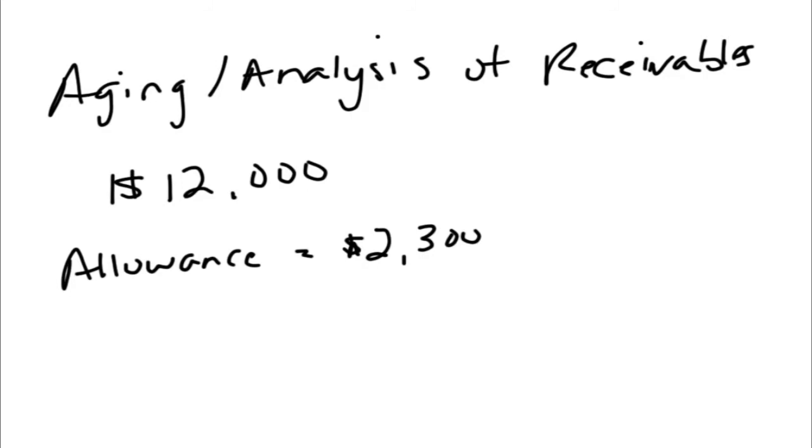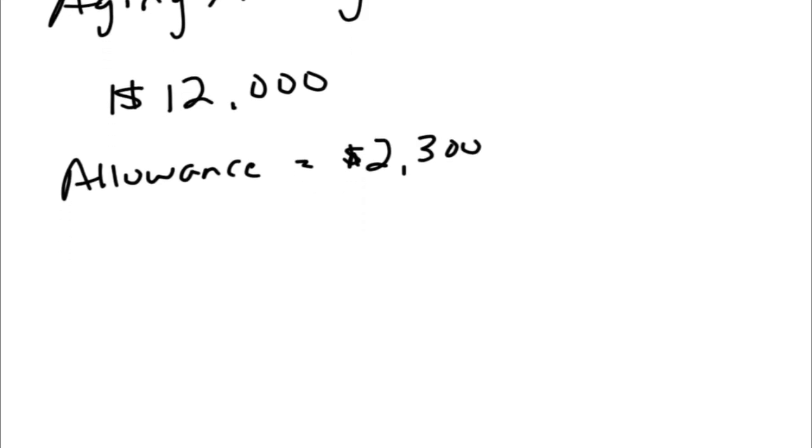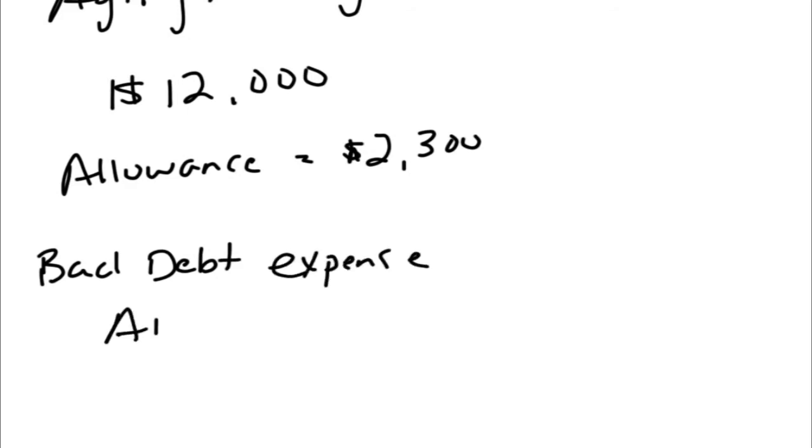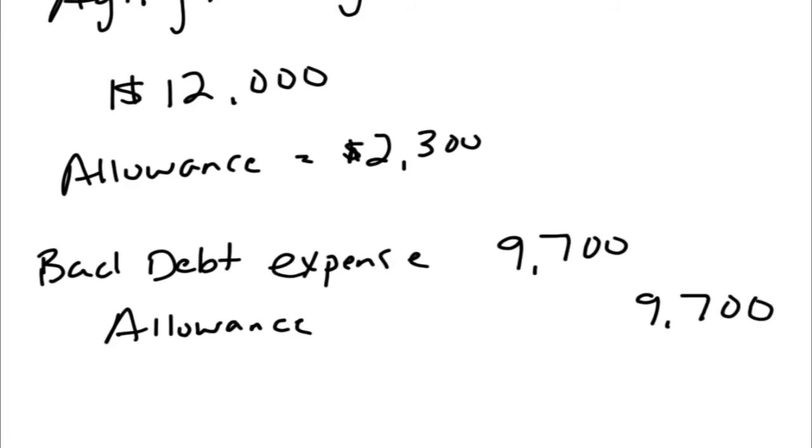Okay? So, my adjusting entry then, again, we still have bad debt expense and our allowance account. We need allowance to be $12,000 and currently it's $2,300. So how do we get it to the $12,000? We need to increase it by $9,700. So that's the amount of our adjusting entry. We increase the expense by $9,700. We increase the allowance by $9,700.